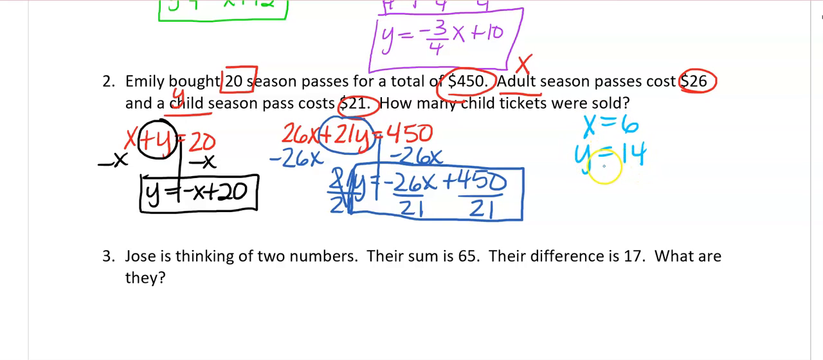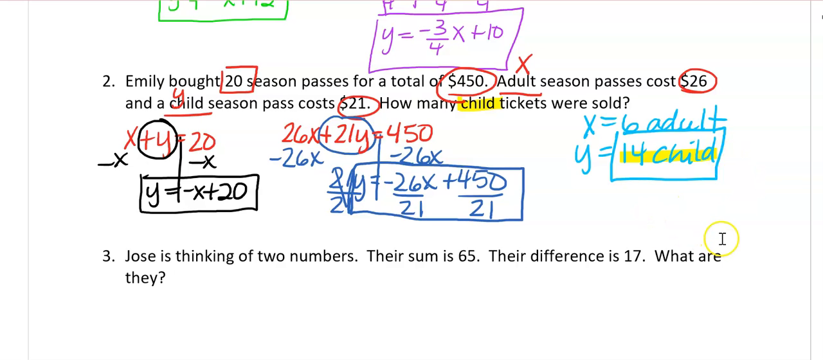And then I'm going to look at the answers. X was adult tickets. Y, 14, was child passes. And so 14 is the answer I was looking for. Child. Okay. So this is a lot easier than the other methods we used to have to use, and it works on a lot of questions.